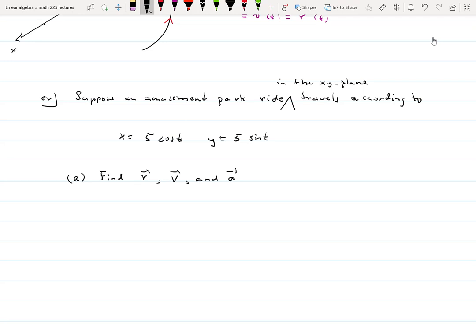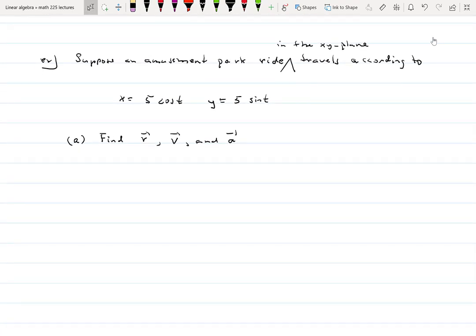You think of it? It is a circle. x squared plus y squared equals 25 is a circle, radius 5, centered at the origin. So that should be pretty clear by now. If not, then you can stop the videotape and check it out yourself. In any case, the first part of this problem is I want to find the 3 quantities that we're talking about: the position vector, the velocity vector, and the acceleration vector. This is a very easy part of the problem.